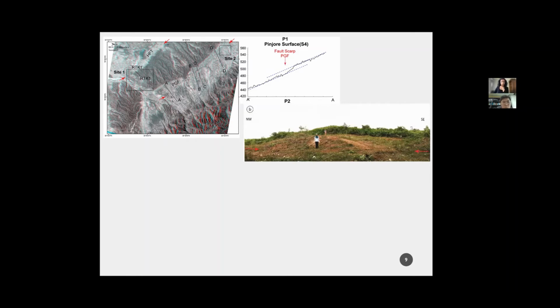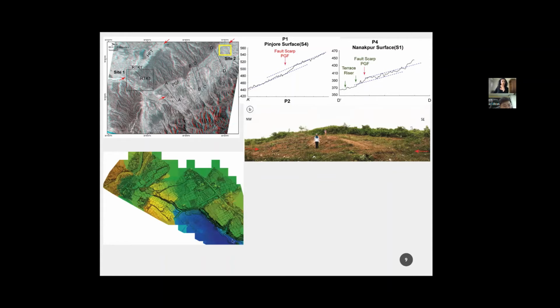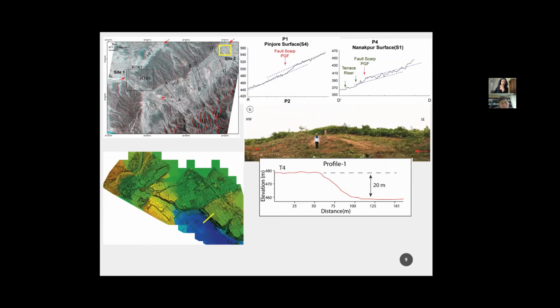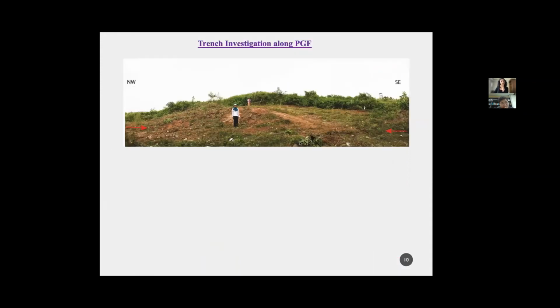We then wanted to see the lateral continuation of this fault, and we extracted several more elevation profiles. In almost all the profiles, we could see a step in the topographic profile. Then at this site, we used drone data. Here you can very nicely see that there is a topographic scarp. We measured the elevation as 20 meters here, and here we measured it as 14 meters. Then at this site, we decided to excavate the trench.